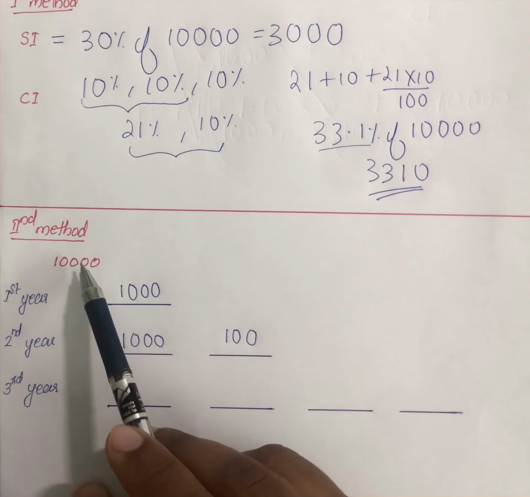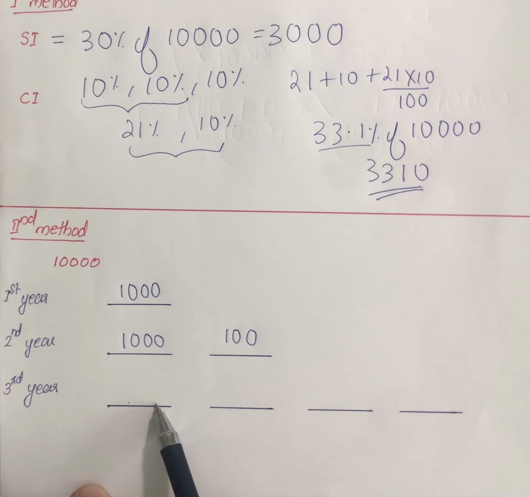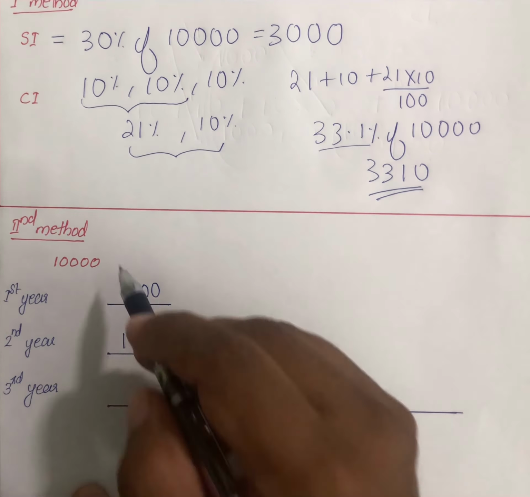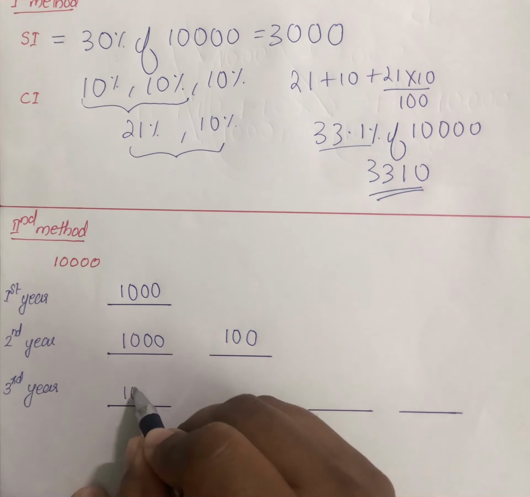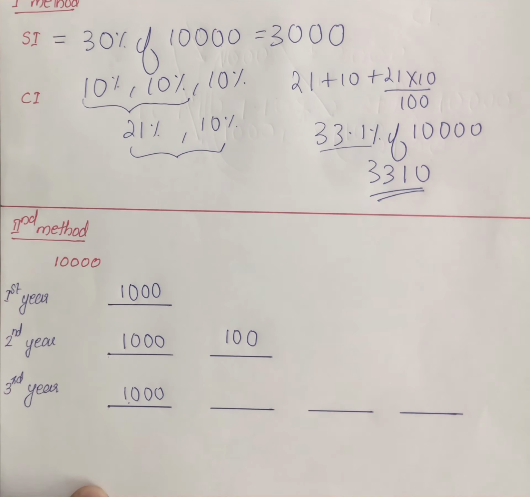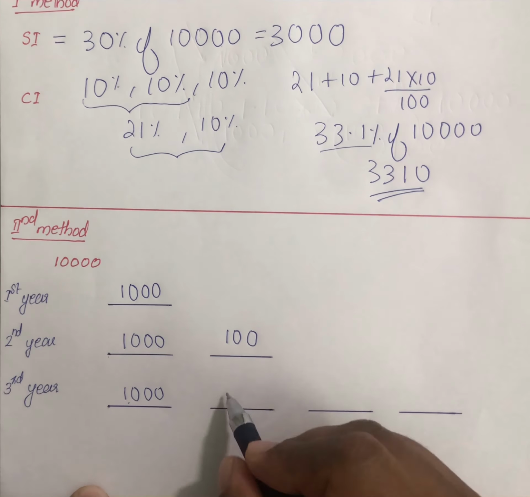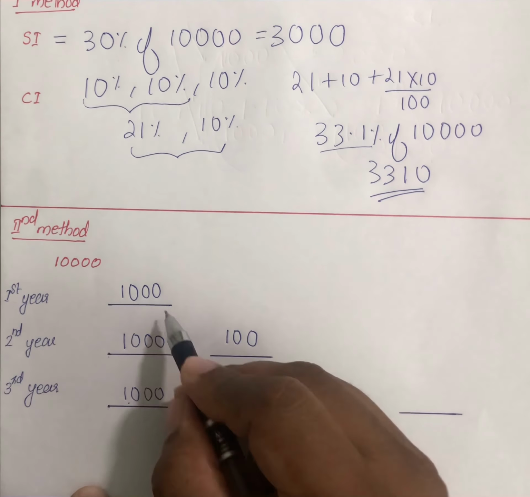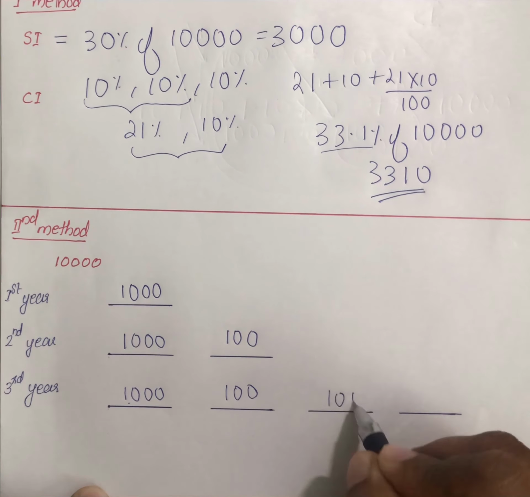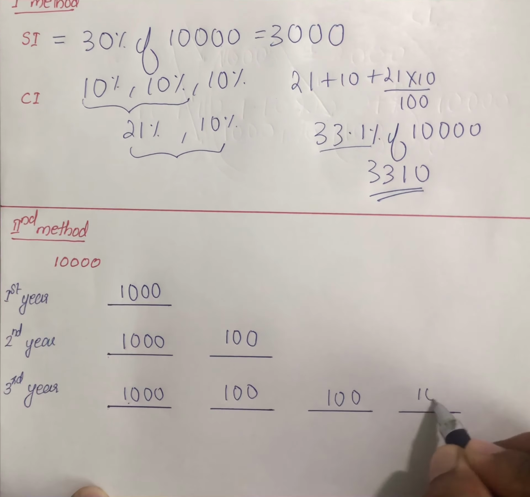That is, 1 interest should be from the principal. Remaining you have 3 more interests, so additional 3 more CI should come. That is 1 from the principal, which is 1,000. This 1,000's 100. This 1,000's 100. And this 100's 10.